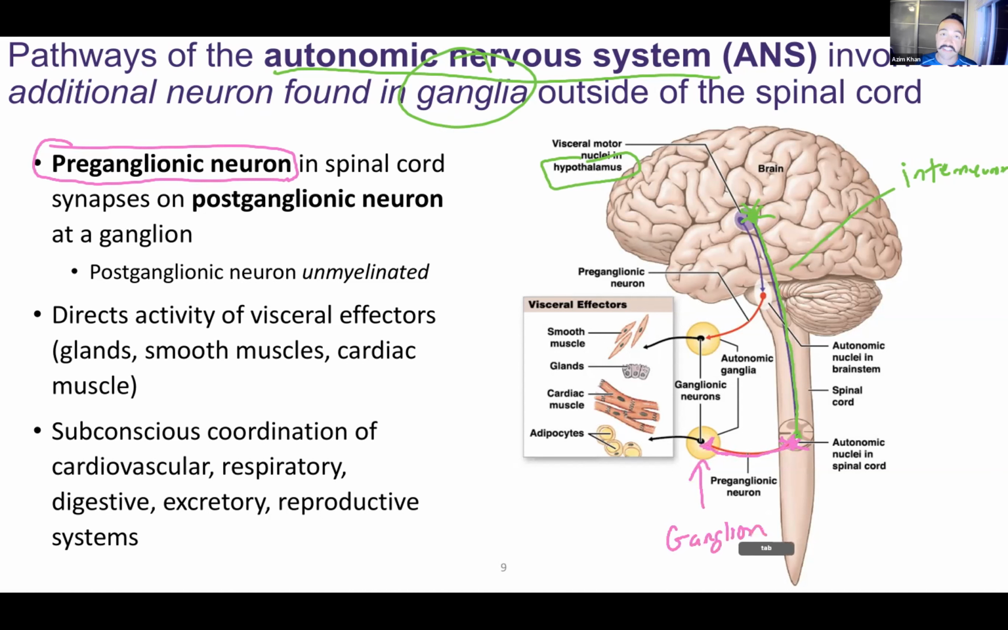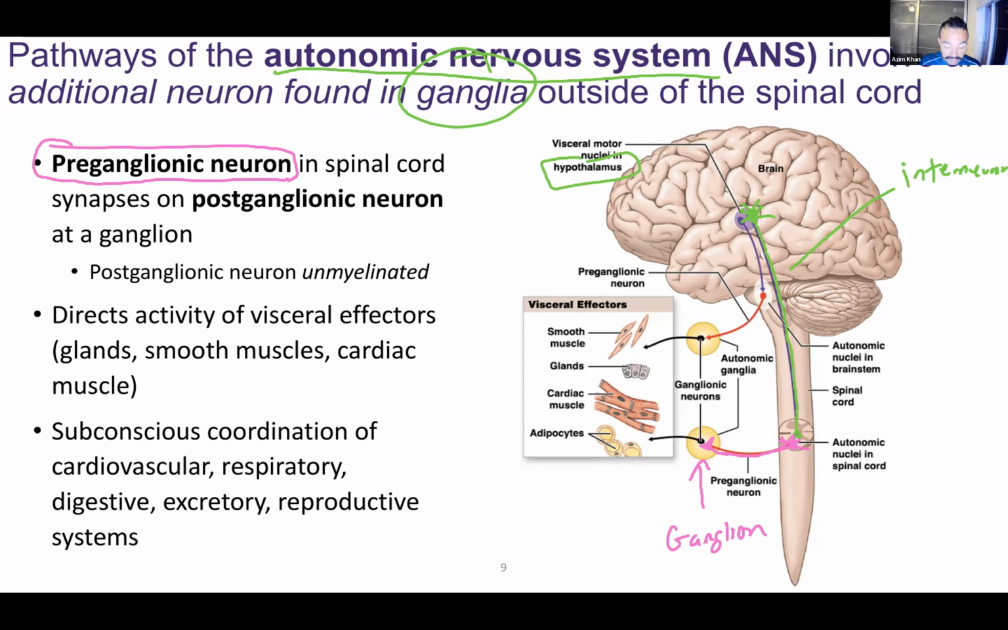Remember, a ganglion is an area of neuron cell bodies outside of the central nervous system. We saw a dorsal root ganglion in the sensory part of this unit, but these are motor, these are efferent. So these aren't in the dorsal root ganglia, these are in separate autonomic ganglia. There's a difference between dorsal root ganglia, where you have sensory neuron cell bodies, and autonomic ganglia, where you have these efferent neuron cell bodies.